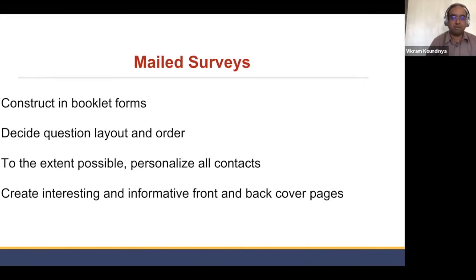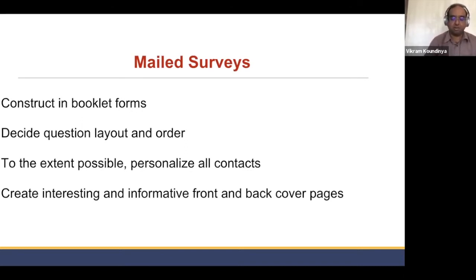Again, we have to include only those questions that are really needed for this survey. But if you need to ask more questions, then decide where you want to ask them. And to the extent possible, personalize all contacts, the welcome letter, the invitation letter. If the sample is small enough, you can sign each of those letters personally. But if it's a very big sample, then you may not be able to do that.